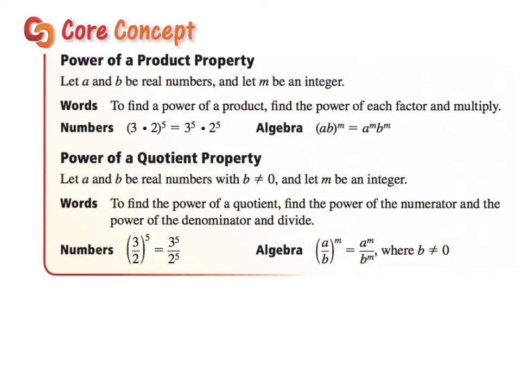The quotient power says this. To find the power of a quotient, find the power of the numerator and the power of the denominator, and then you divide. So I could do, for example, 3 halves to the 5th power. I'd actually do 3 to the 5th power divided by 2 to the 5th power. So in the form of algebra, (a divided by b) to the m gives me a to the m divided by b to the m, where b cannot be 0.